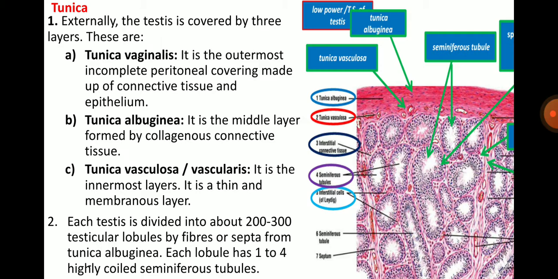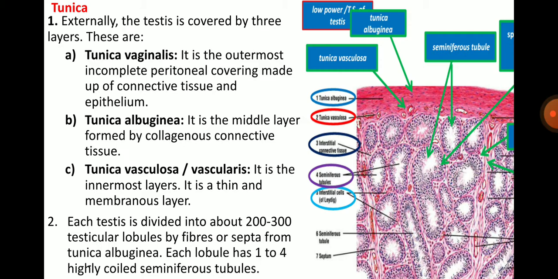The third one, the inner layer, is called tunica vasculosa, which is the innermost layer having a network of blood capillaries. That's why it's also called the vascularized layer, which is highly vascularized and provides nourishment to the testis. It's a thin and membranous layer, also you can mention.